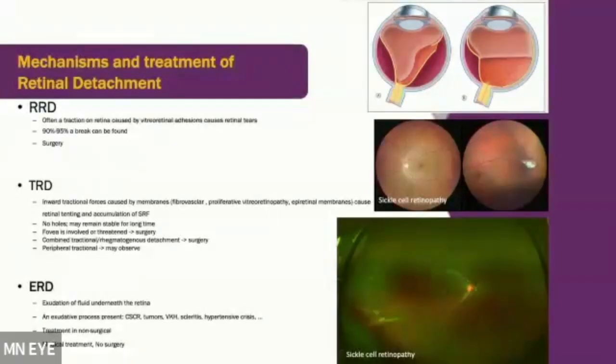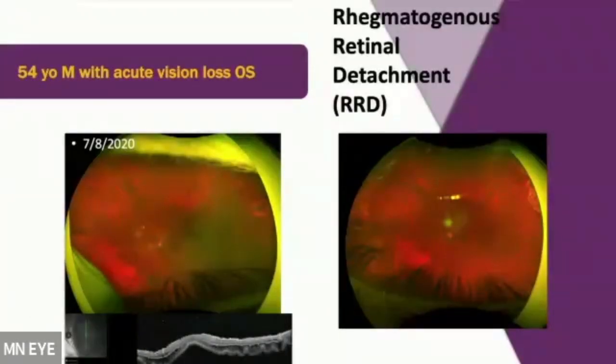Tractional retina detachment. This is a sickle cell retinopathy patient that had the vascular occlusion and progressed to tractional detachment. We see that very commonly in diabetic patients, right? So that's sort of typical tractional retina detachment cases. And also, of course, exudative retina detachments. I'm going to just show you a couple of examples of each of these.